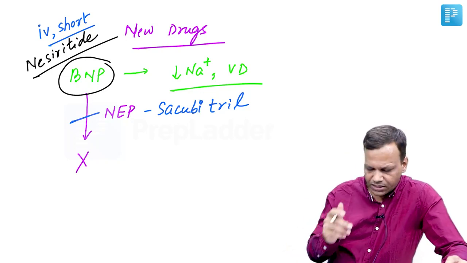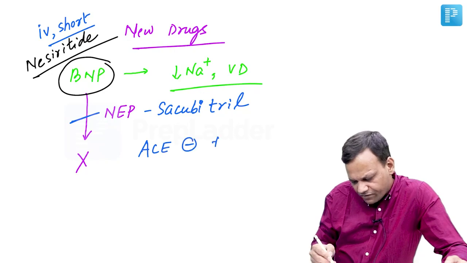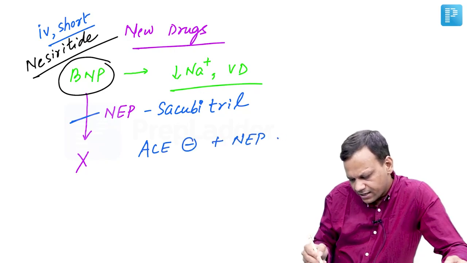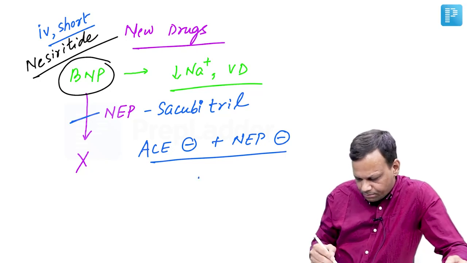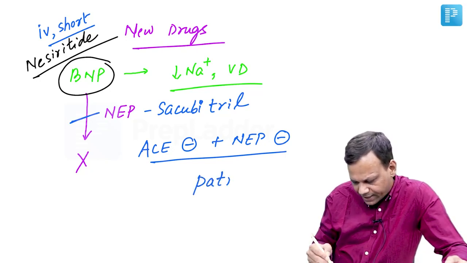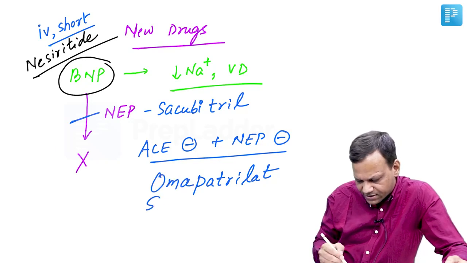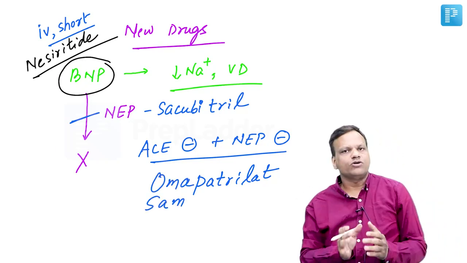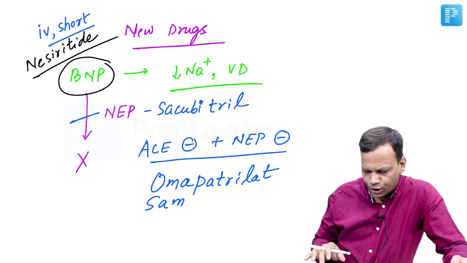CHF. Then we have developed a combination of ACE inhibitor, that means 'pril', with NEP inhibitor, that is 'trill'. So this combination prill plus trill is known as petrilat. Petrilats like omapatrilat and sampatrilat, they have properties of both prills and trills. Okay, so these are the new drugs in congestive heart failure.